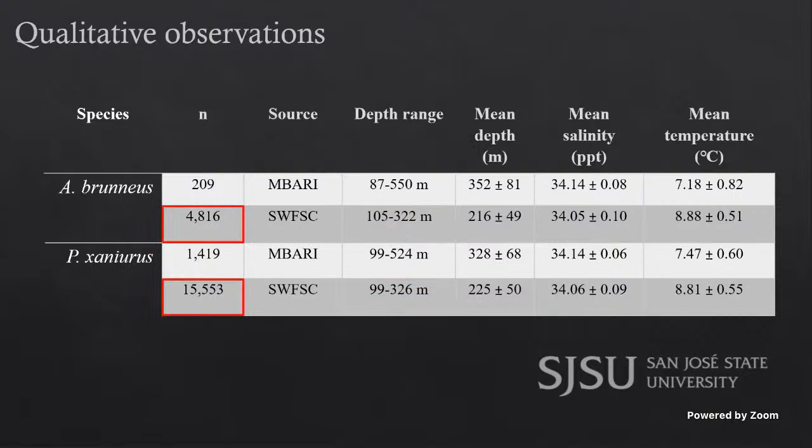Majority of egg cases for both species were observed from the manned submersible transects. And lastly, there was little variation between salinity and temperature among data sources, but any variation could be attributed to the differences in how data was collected.